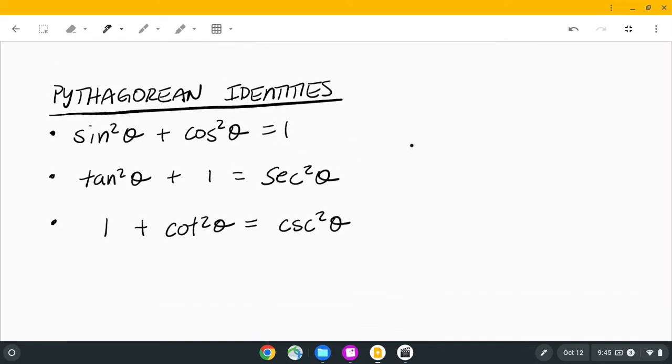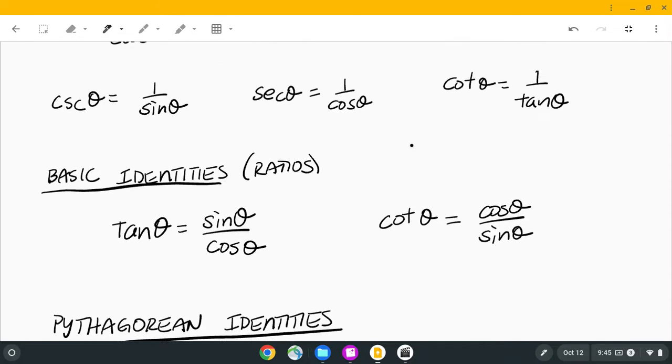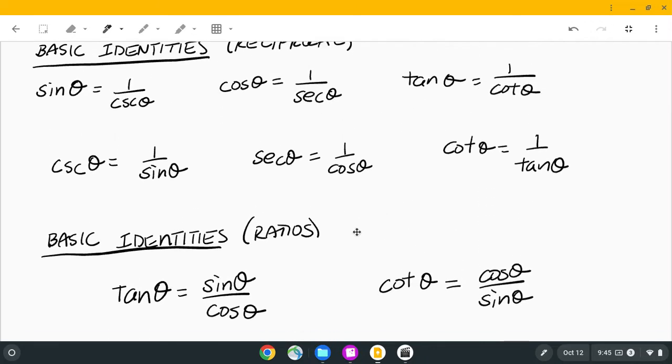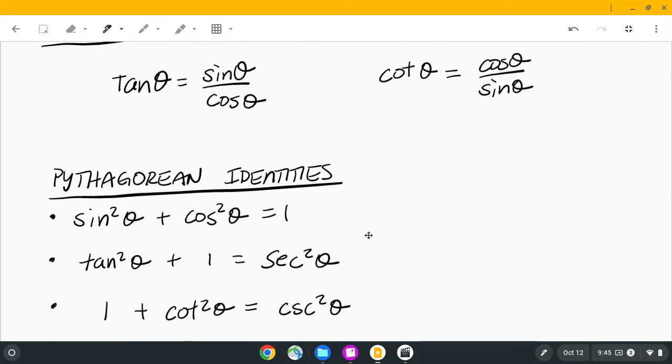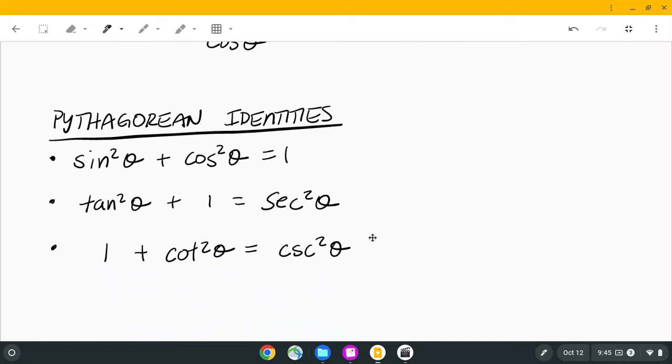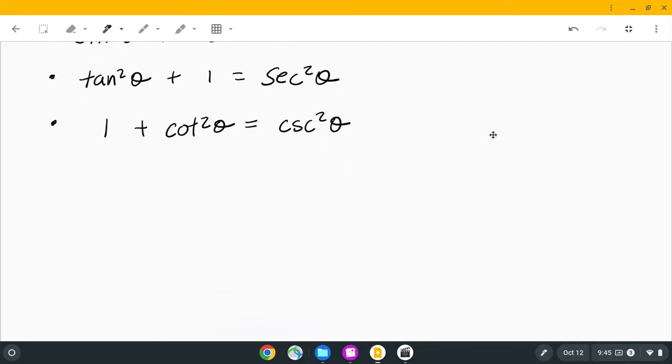What we're going to be doing is using all of this information that we just wrote down to prove some other, more complex identities. So how do we do that? Proving or verifying identities.